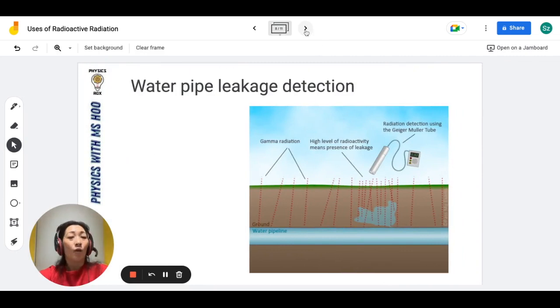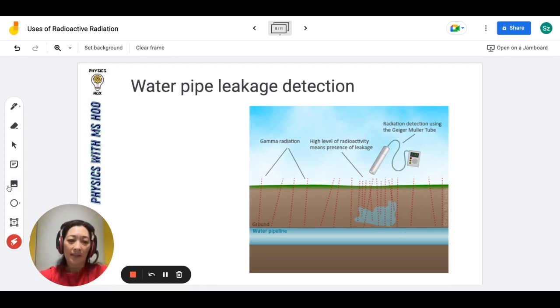Now, we can also use radioactive radiation to detect underground water pipe leakage. How does that work? If water was leaking somewhere along the way during the transport of water, and we have no idea where the leakage is, we wouldn't know where to get started, right? You can't be randomly digging up areas. Ooh, I think it's here. Oh, it's not there. Sorry. Ooh, wrong area. Sorry. So you do need to at least pinpoint or approximate the rough area where the leakage is.